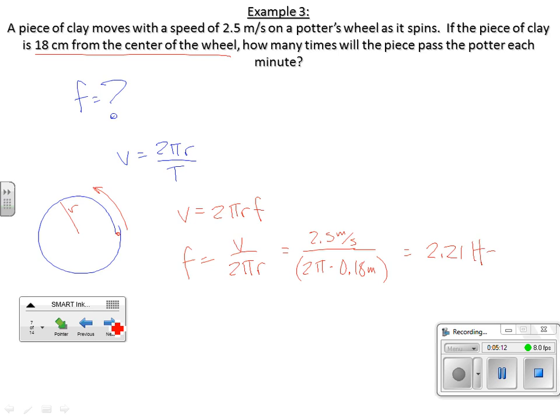Well, that's hertz, right? Notice we end up with a per second there. But we want it per minute. So this is 2.21 per second. If we want it per minute, there are 60 seconds in a minute, so we multiply our answer times 60. Let's call it 133 revolutions, really revolutions per minute. Fair enough?